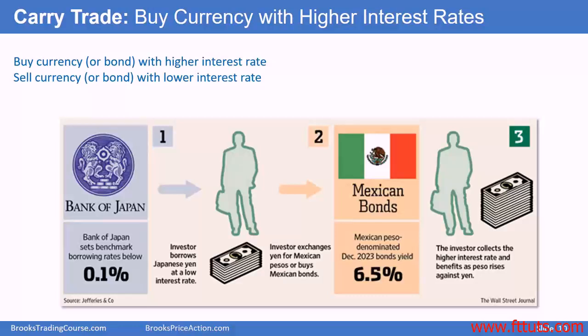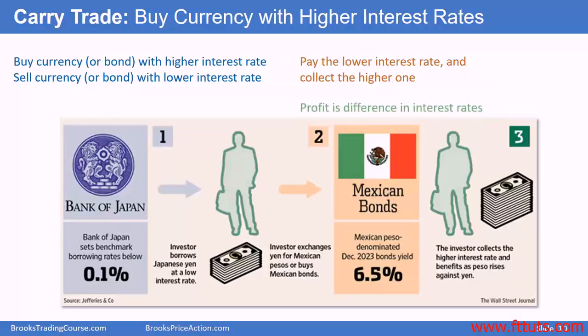They pay the lower interest rate, and then they collect the higher interest rate. And they're hoping that the currencies stay at around the same level, or that they do not move in the wrong way, because you don't want the value of the higher interest rate currency to drop drastically, because then whatever you're making on the higher interest rate, you're losing on the currency. So in a carry trade, the difference between the interest that you're collecting and the interest that you're paying is your profit.